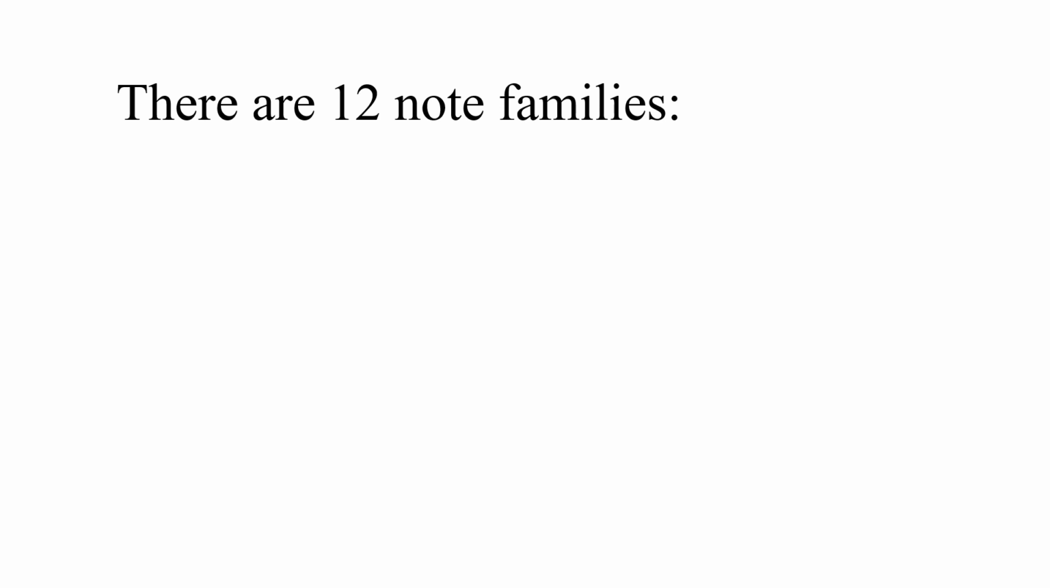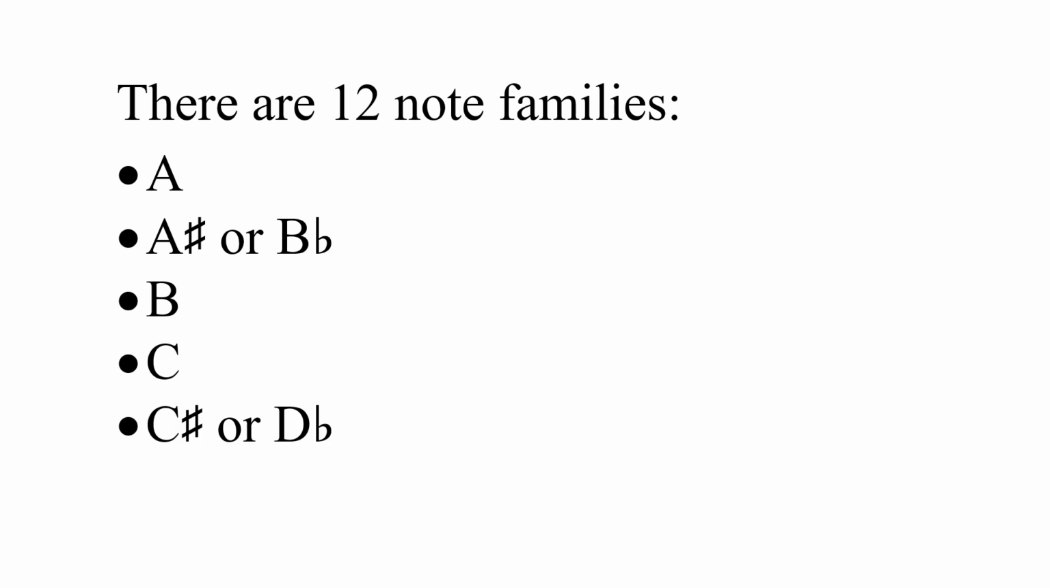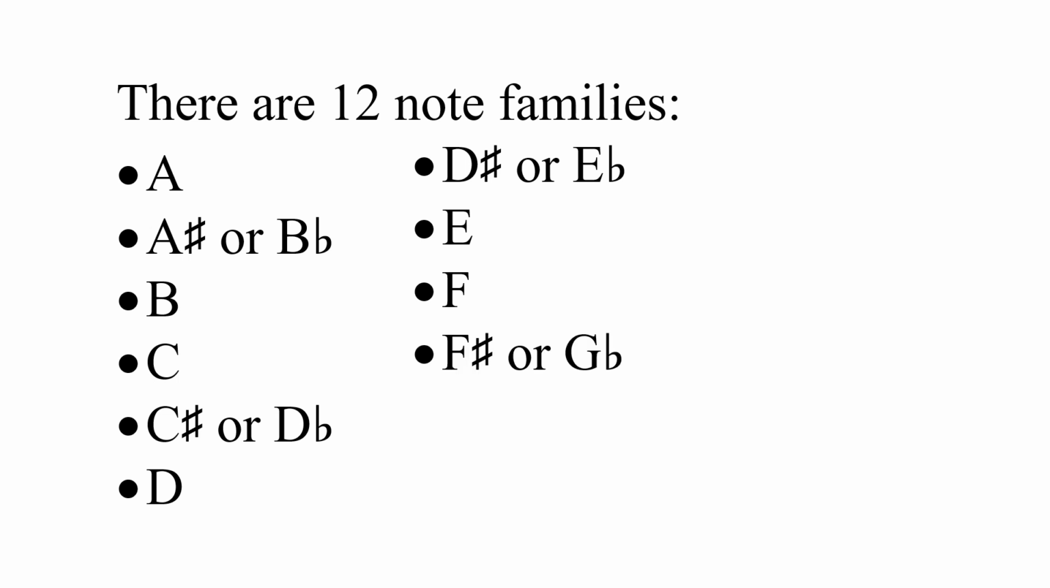We have the family of A notes. We have the A sharp or B flat family, the B family, the C family, the C sharp or D flat family, the D family, the D sharp or E flat family, the E family, the F family, the F sharp or G flat family, the G family, and the G sharp or A flat family. So 12 different note families.